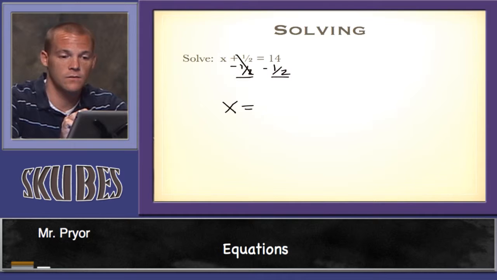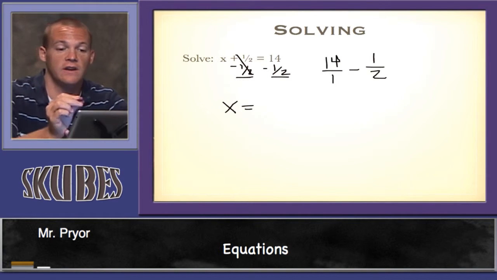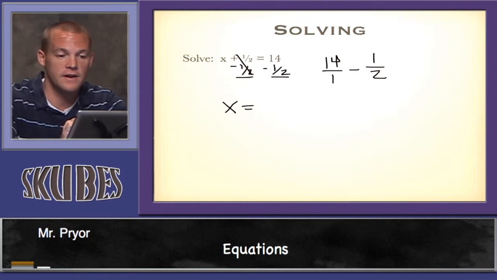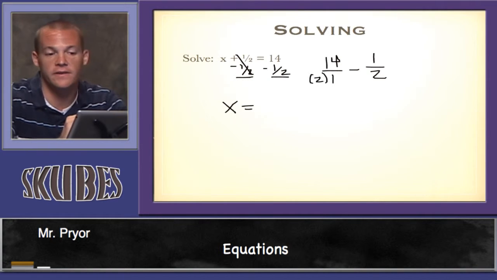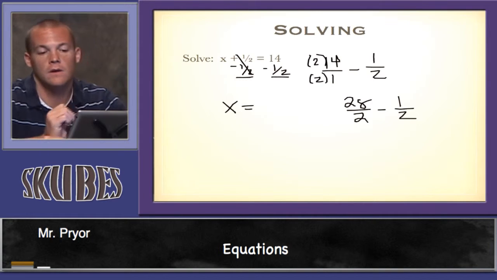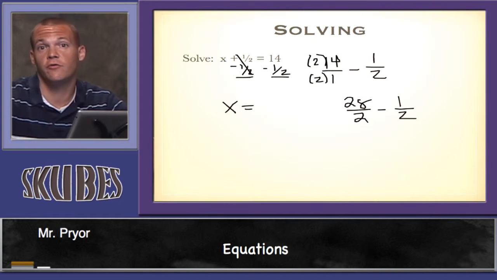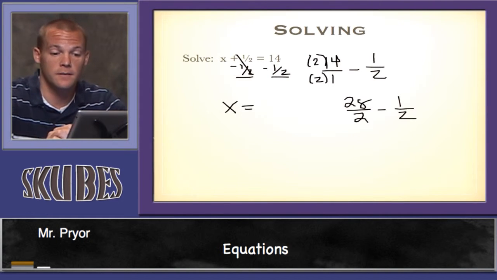So off to the side, we need to do that. And that's going to be 14 over 1 minus 1 over 2. And again, if you've forgotten how to subtract fractions, you need a common denominator. Our common denominator here will be 2, so we need to multiply the denominator and the numerator by 2. That's going to give us 28 over 2 minus 1 over 2. Once we get that set up, we can subtract our numerators. Remember, you subtract the numerators only. So you're going to end up with 27 over 2.